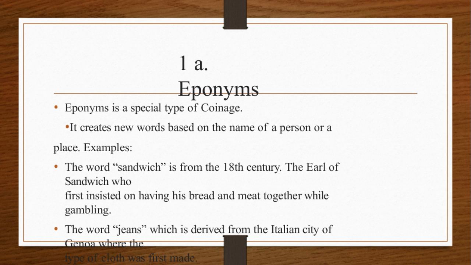Another example is jeans, which is derived from the Italian city of Genoa, where this particular type of cloth was first made. These words show how individual people or places can influence language in a lasting way, and they help connect historical figures and locations to everyday vocabulary. This illustrates how language evolves through cultural and personal influences, enriching our communication and understanding of history.